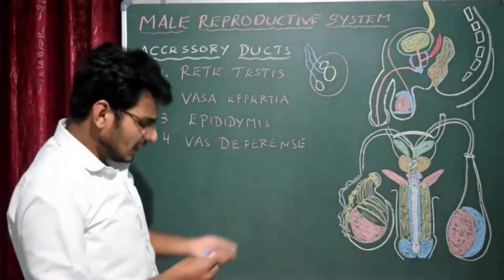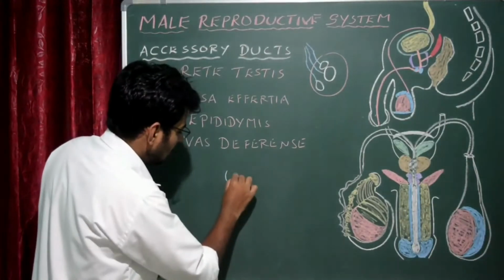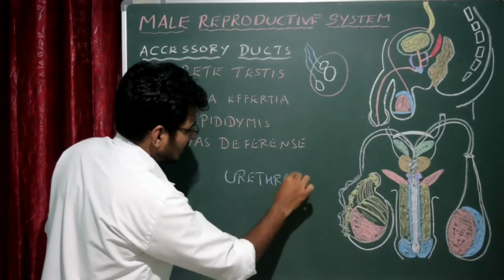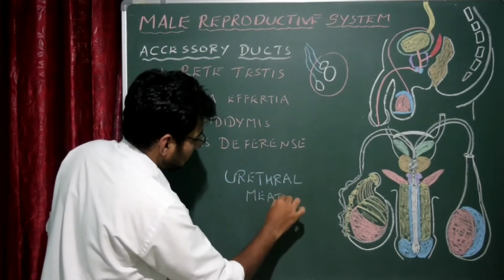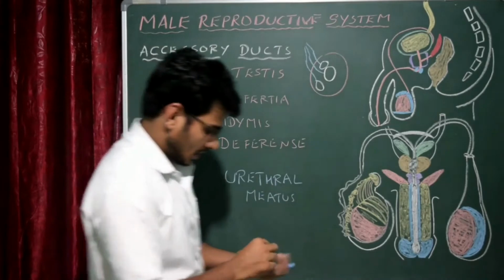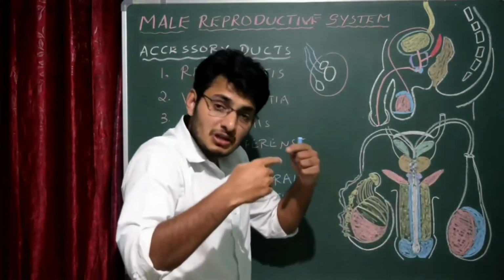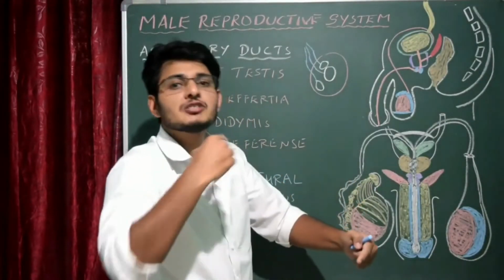Okay, so now let us see. I just want to write what is the meaning of urethral meatus. It is given in your NCERT. Anyhow, I'm going to tell it. What exactly is the urethral meatus? It is a passage which is common for both urine as well as sperm.